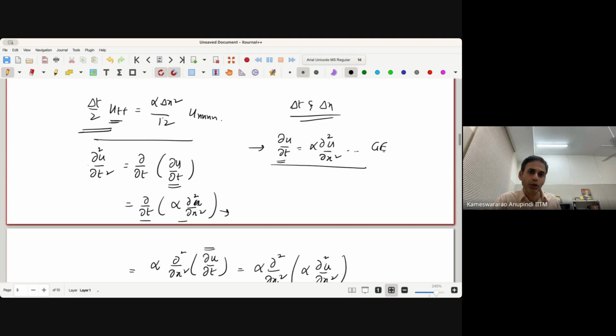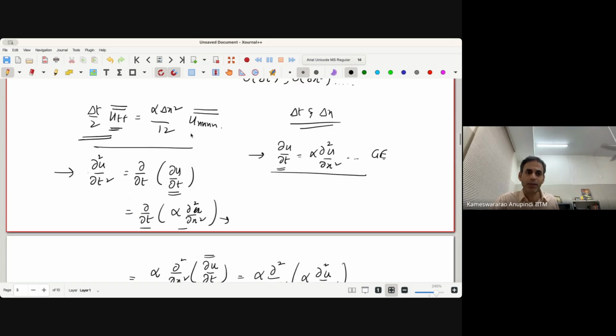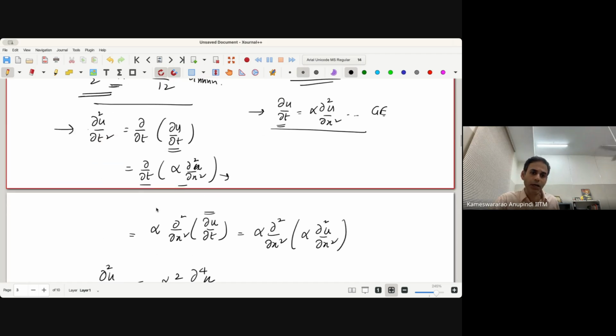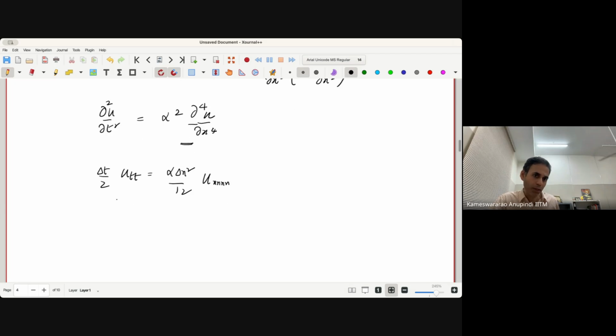That means if I'm going to put this back in here, now I did this thing for a purpose because I have time derivatives here and I have space derivatives here, but then by using this transformation, I have converted my double time derivative into actually a fourth derivative in space, which happens to be there on the right hand side as well. So I'm going to write down this equation, delta t by 2 utt equals alpha delta x square by 12 u x x x x. Okay, but then I can now substitute for utt from the above equation.